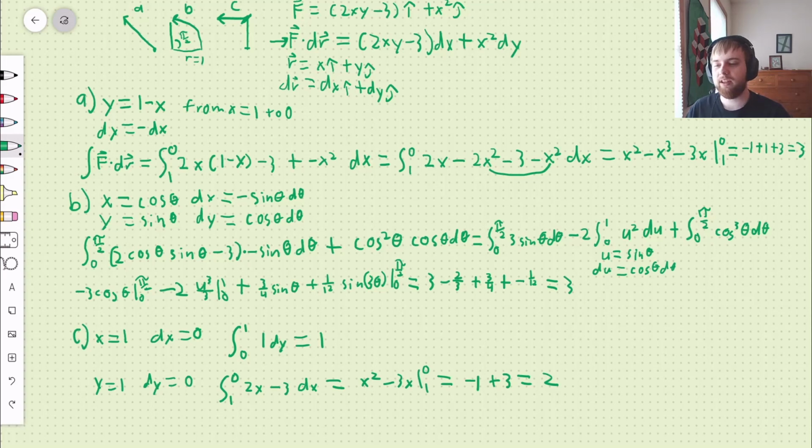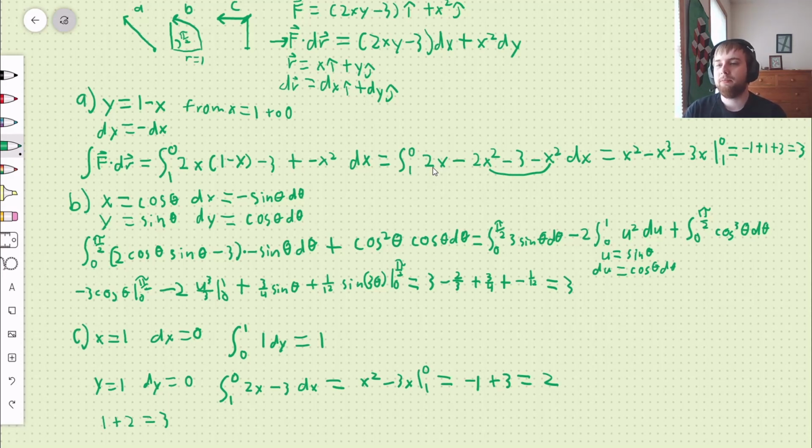So now that we have these answers, we take each of these and add them together to get our total work done. So obviously 1 plus 2 equals 3. So in this case, all 3 of these different paths gave us the same amount of work to get from the beginning point to the ending point. This is not always the case for vector fields, or I guess you could call it a force field in this case.